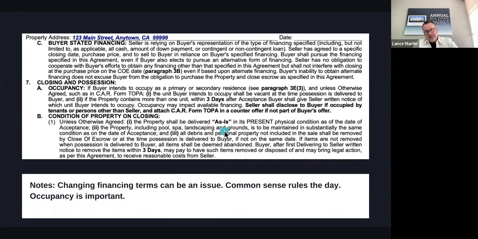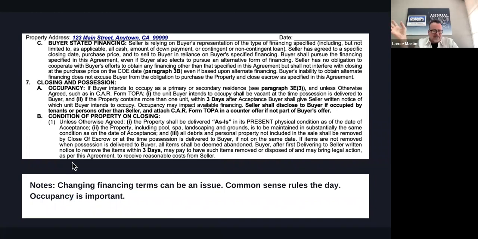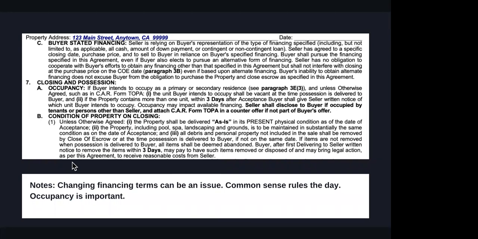I'm not suggesting don't do this, but I will tell you it's not necessary. A lot of listing agents, when they're writing counter offers, will put language in. The house is a disaster. It's a mess. And I see Andre, give me a second. Let me finish my thought.